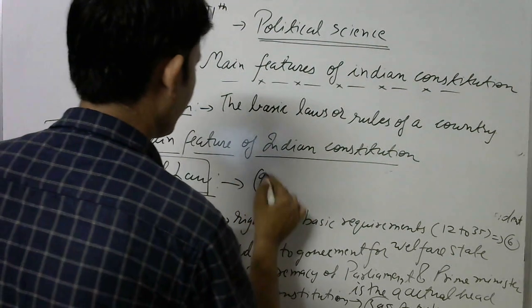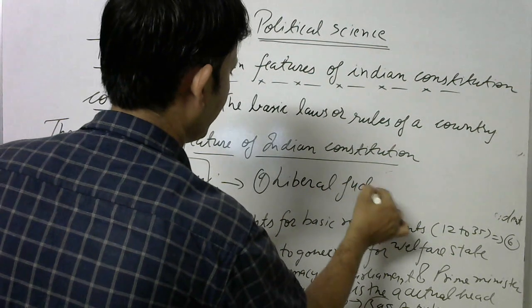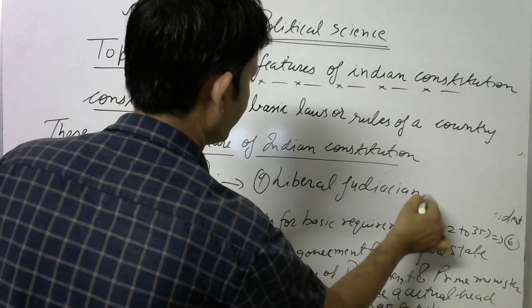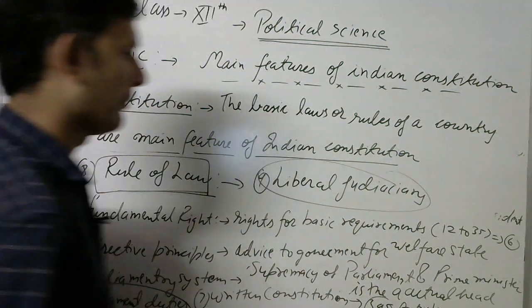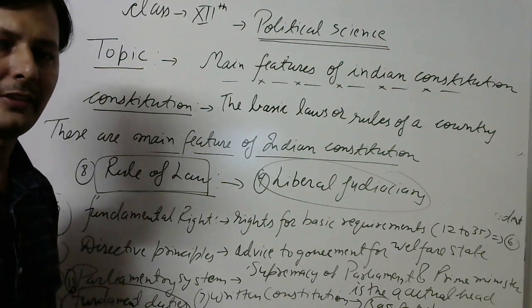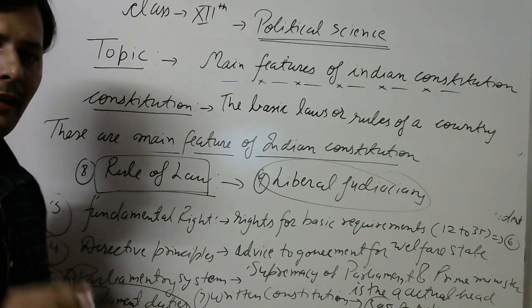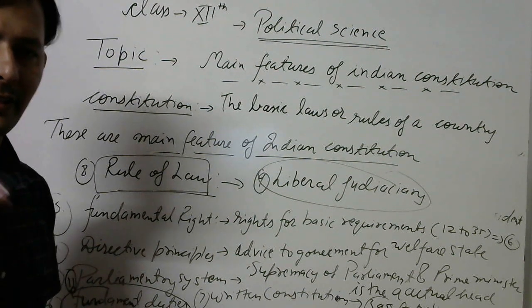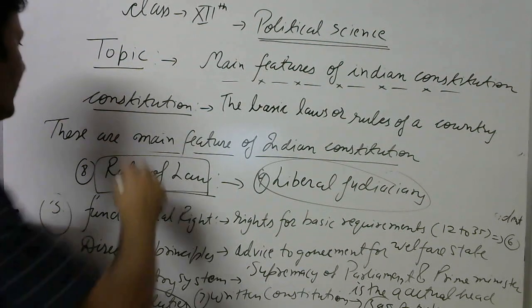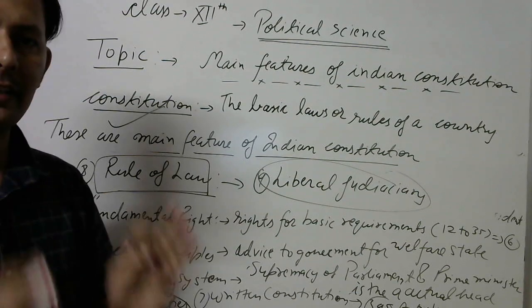Point number 9, liberal judiciary system. In the Indian judiciary system, Supreme Court, High Court, Session Court, District Court, these courts are basically liberal. Clear? And they just emphasize liberal work without any pressure. Okay, students. So these are the main features of Indian Constitution.